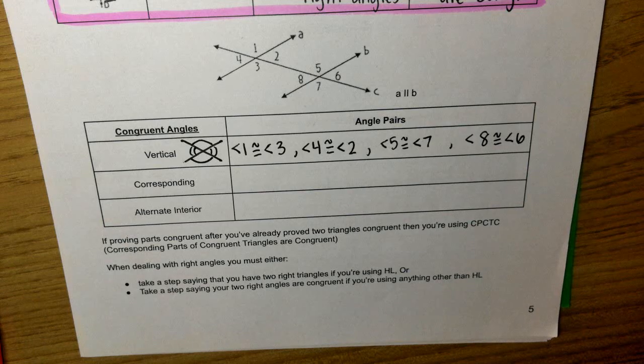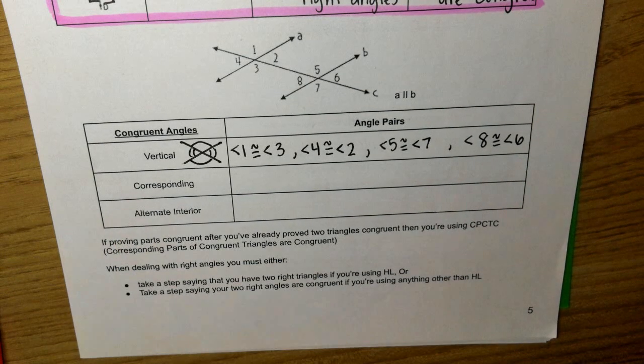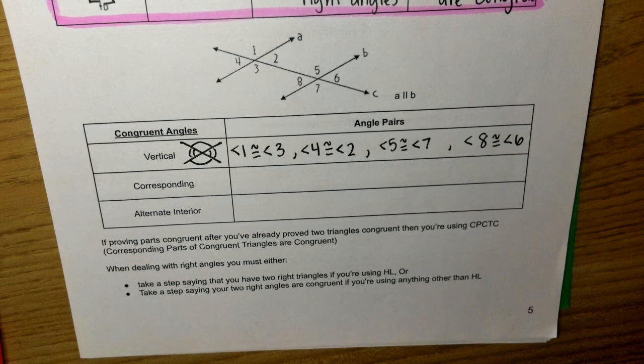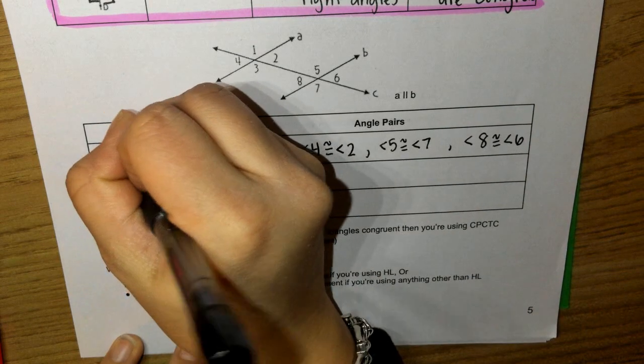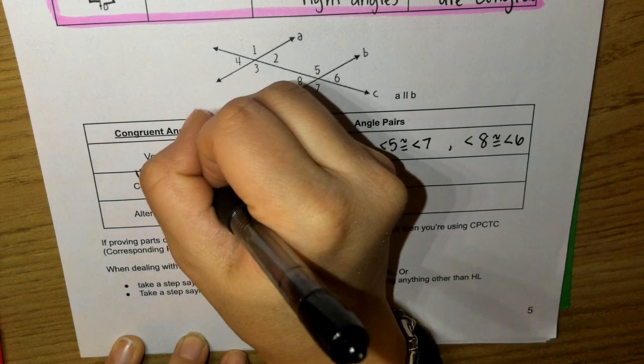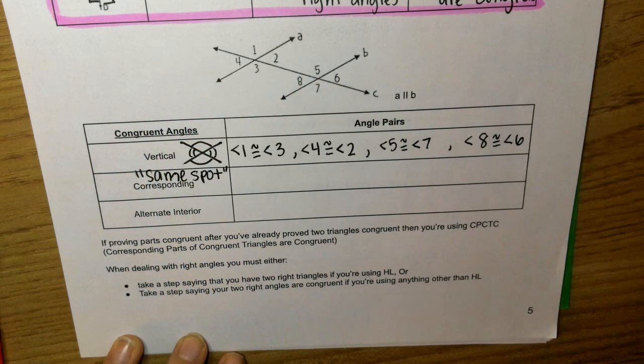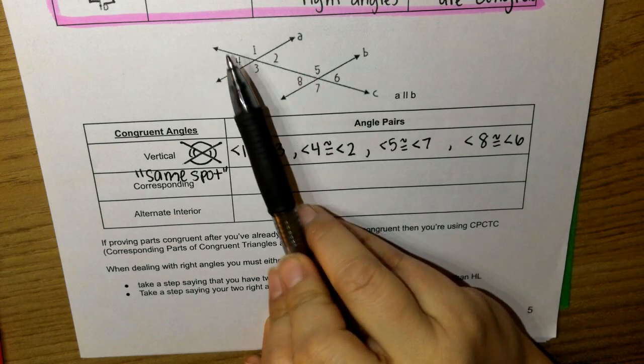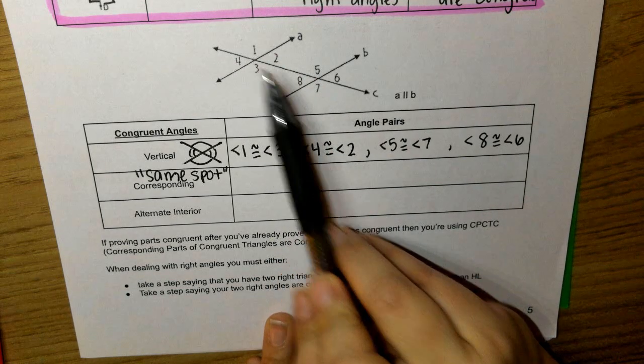Those are all my pairs. Corresponding. We learned this word back in semester 1. You probably have already forgotten it, and that's okay. Reminder, this just means my angles are in the same spot, same location. So angle 1 in this section is in the top.